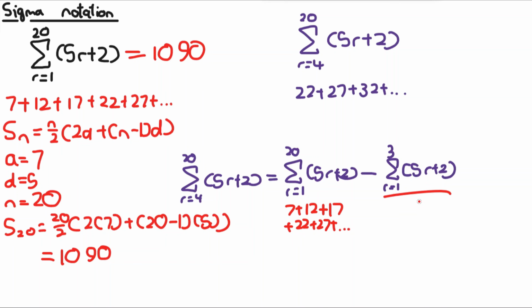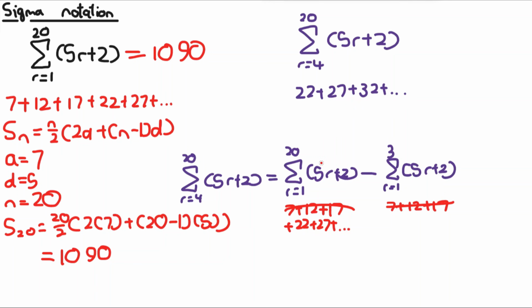And this sigma here is going to be, so it starts from r is equal to 1, so it's going to be 7, and then r is equal to 2 is 12, and then r is equal to 3 is 17. So it's just going to be these 3 terms here. And we can see that because we're minusing this sigma here, these terms are going to cancel out like this, just leaving these terms, which is what's required in order to solve this.